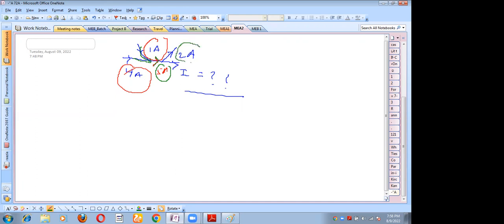Now 2 ampere is going outside. So what will be this current? 3 ampere. Understood? So the correct answer is 3 ampere. That is how junction law applies. Understood?